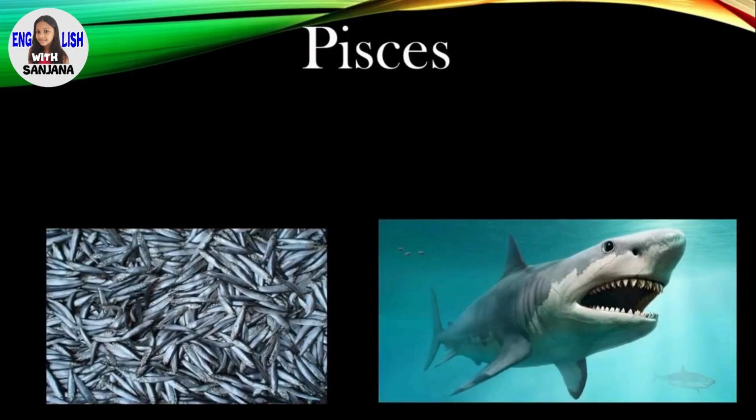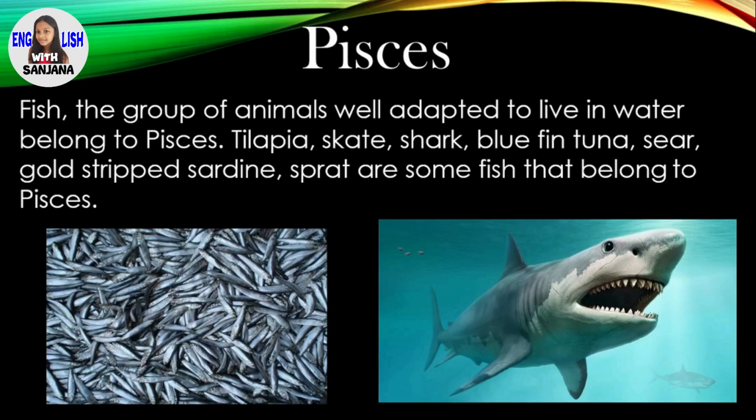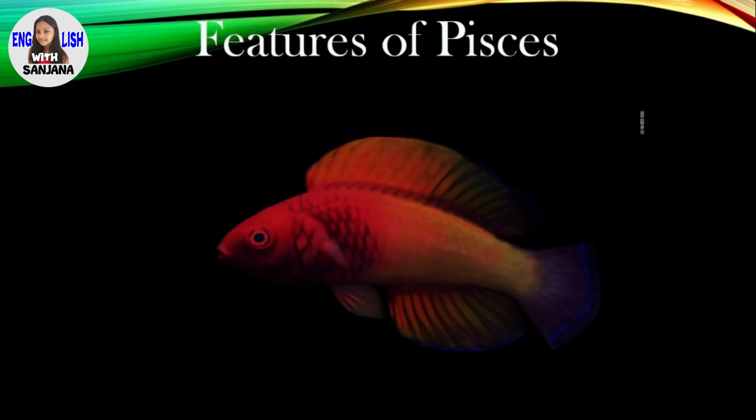First, let's talk about Pisces. Fish, the group of animals well adapted to live in water, belongs to Pisces. Tilapia, skate, shark, bluefin tuna, seer, cold strip, sardine, sprat are some fish that belong to Pisces. Let's look at some features of Pisces.